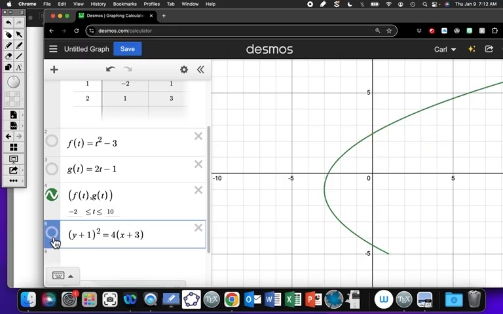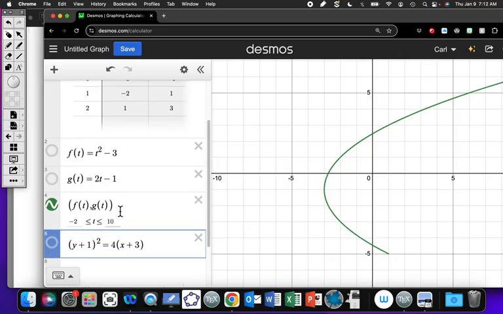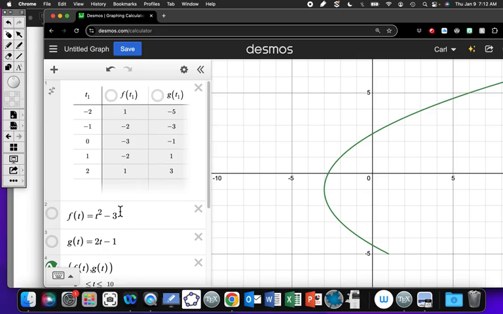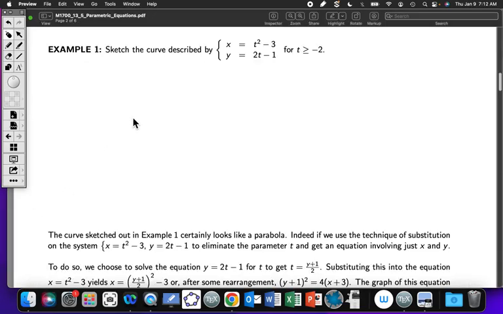And you can see there's our trajectory, and there's that parabola. So that does check that it lives on that curve. Okay, so this is how Desmos can be used to help us with these things.